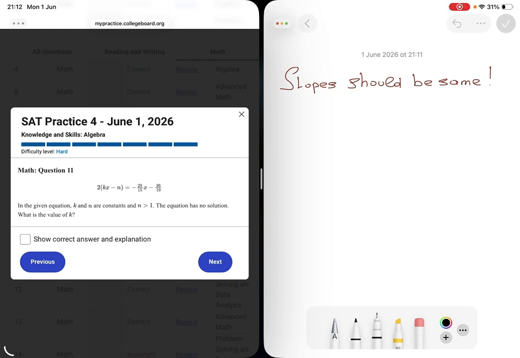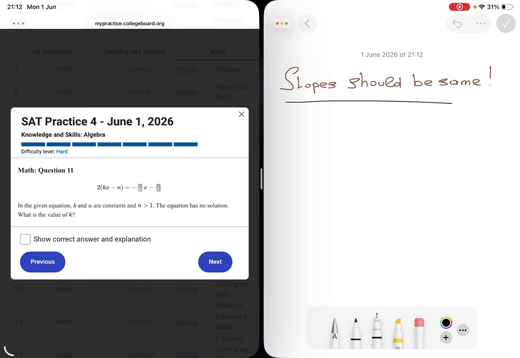So basically, they are asking us to find the value of k. And right now I will show the steps. It is really easy, and the first step that we should do is just remembering that whenever they ask for no solution, the slopes should be the same in both equations.